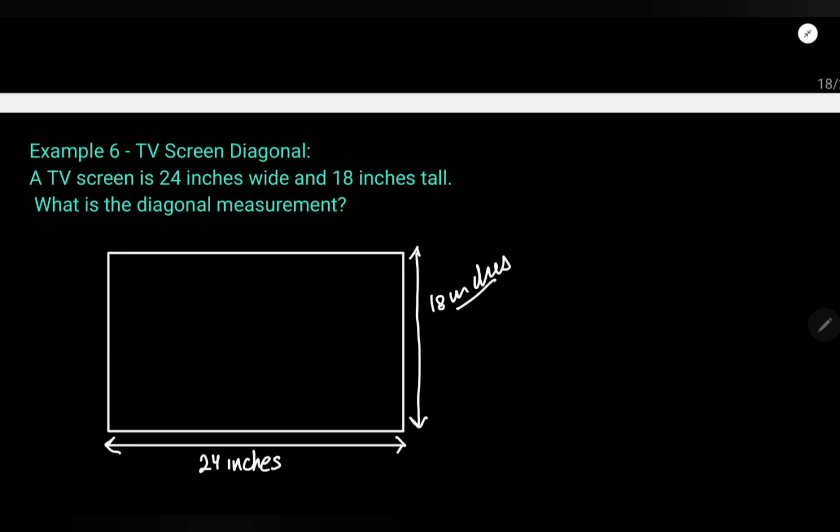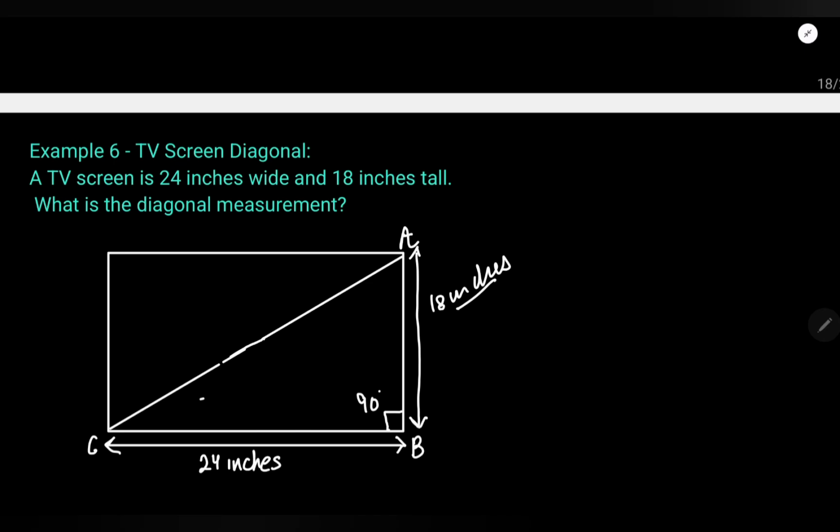Now they are asking us what is the diagonal measurement. So this is the diagonal measurement. If I want to find this diagonal, I know that a TV screen is a rectangle, and in a rectangle, this angle is always 90 degrees. So that means this triangle we have is a right angle triangle. Suppose I say now this is A, this is B, this is C.